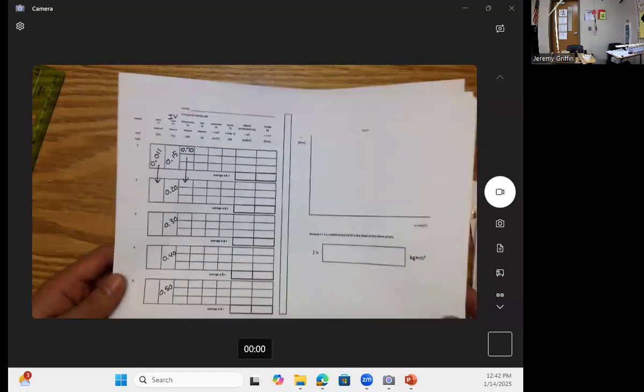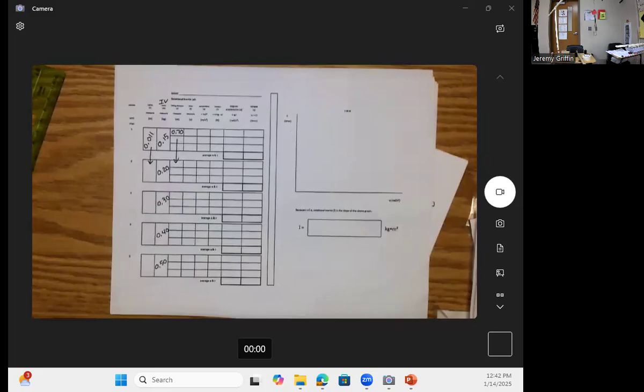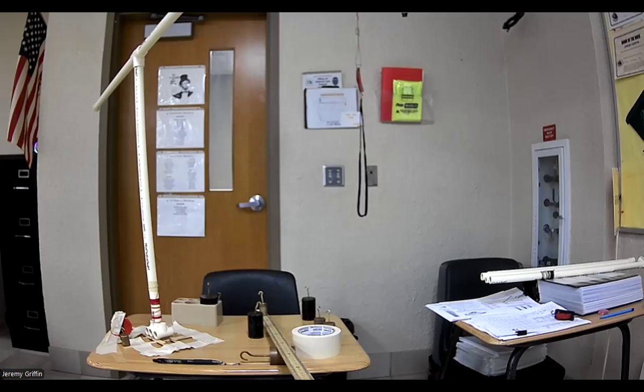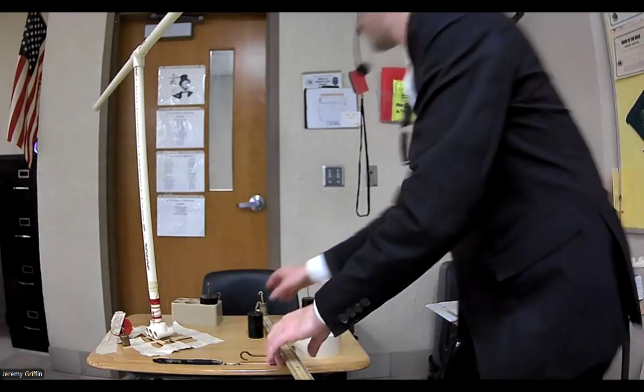All right, let's get some volunteers. Who wants to volunteer with the stopwatch? Alexander, Luciana, and Isabel volunteering. Thank you for volunteering. Let's go over here.